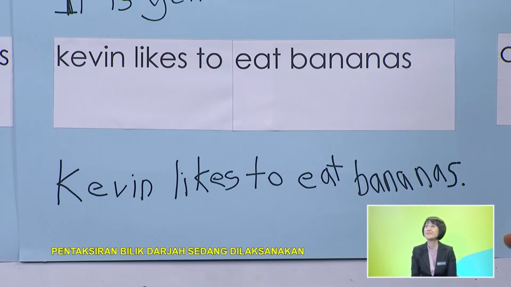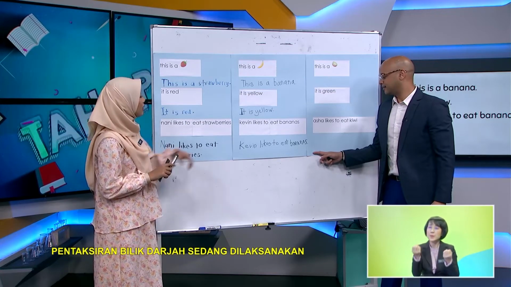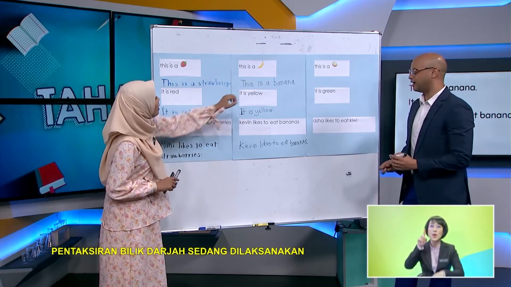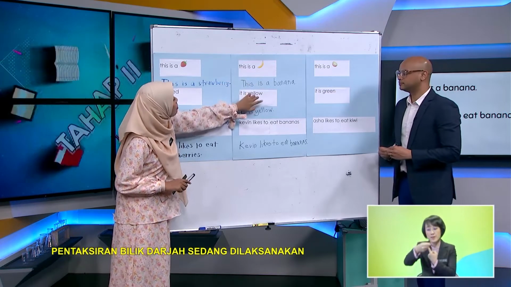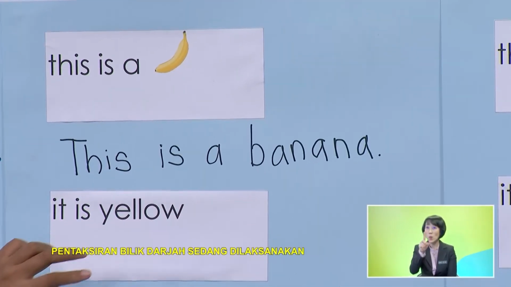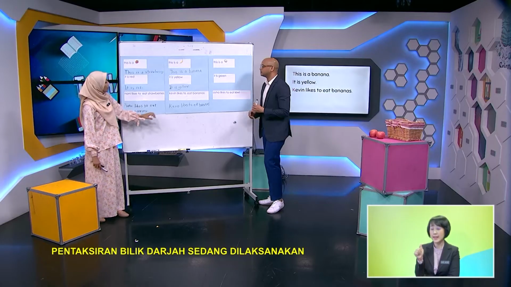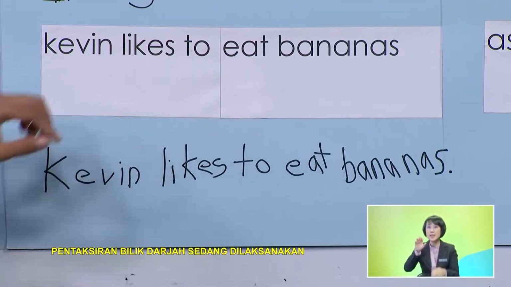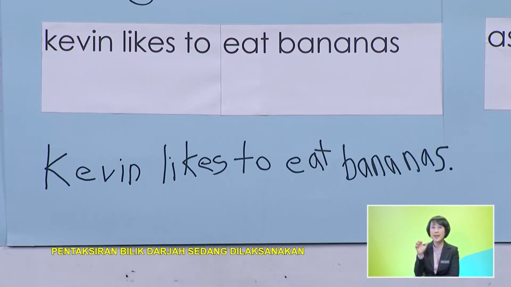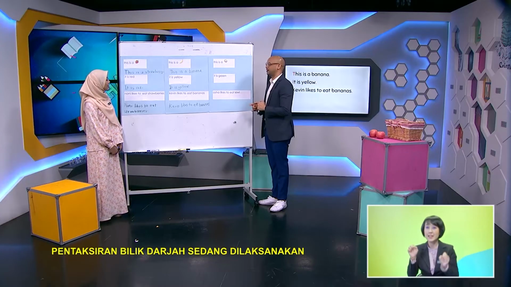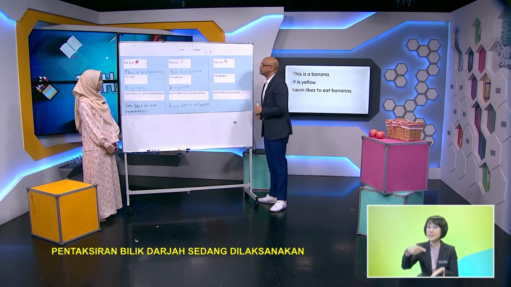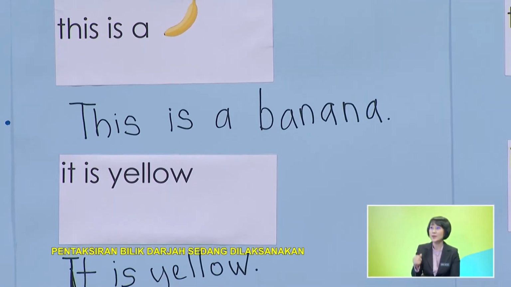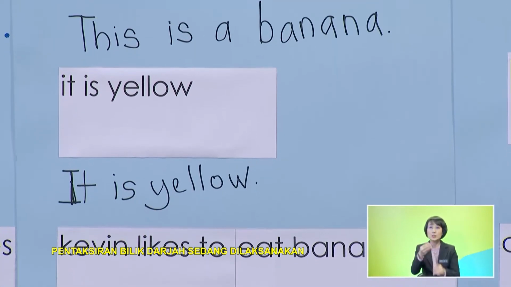Many bananas. More than one banana. Okay? So this means it's more than one banana? Yes. Okay, if only one banana like this, B-A-N-A-N-A, banana. If it is more than one banana, then we put S. B-A-N-A-N-A-S, bananas. Ah, bananas. Okay. Can I read it one more time? Yes. Okay. This is a banana. It is yellow and Kevin likes to eat bananas.